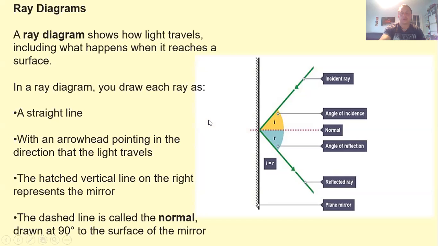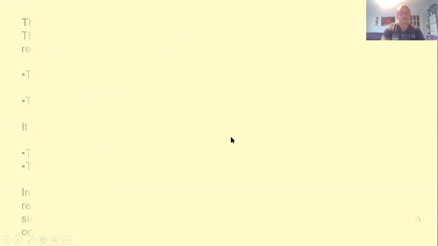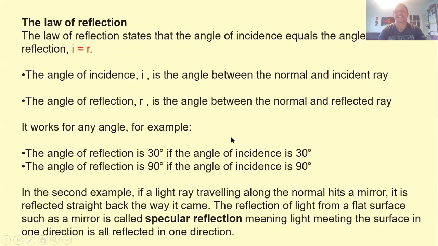It's really important that you remember that, guys. It is the interior angles here up to the normal, not going down to the mirror. So, the law of reflection states that the angle of incidence is equal to the angle of reflection. So, if the angle of incidence is 30 degrees, the angle of reflection is 30. If the angle of reflection is 90 degrees, then the angle of incidence will also have to be 90. 30, 40, 50, 17, whatever, they will be the same.